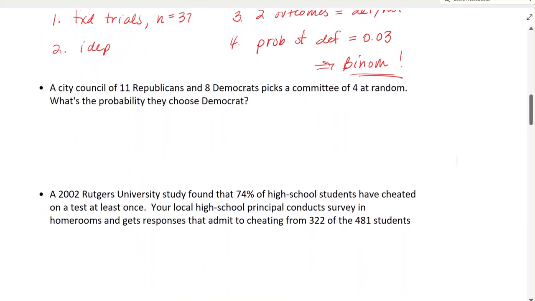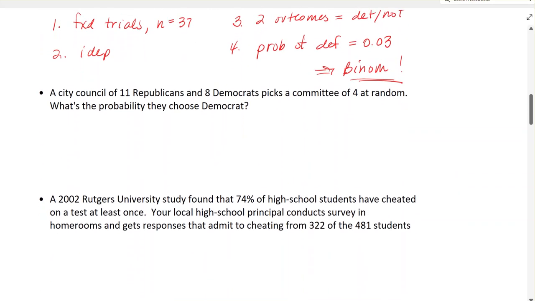Okay, the next example. A city council of 11 Republicans and 8 Democrats picks a committee of 4 at random. What is the probability that they choose a Democrat? So again, fixed number of trials, yes. They are choosing a sample size of 4. Are they independent? Ask yourself, if I choose one person, the probability that I choose a Democrat is not necessarily impacting the probability of another. So I would say yes, they are independent. It's a pretty small sample size, so we're just going to leave that one as it is.